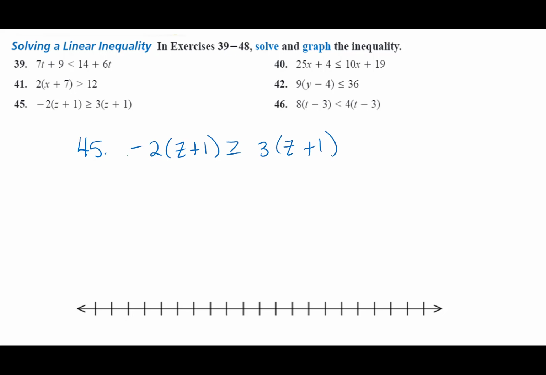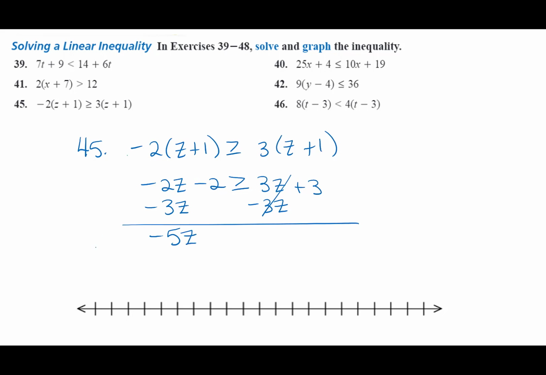Negative 2 times the quantity z plus 1 greater than or equal to 3 times the quantity z plus 1. On both sides of the inequality, you need to work the distributive property. This will be negative 2z minus 2 greater than or equal to 3z plus 3. From here, we'll just move some pieces around. Again, I like to move the variables to the left side, so I am going to subtract the 3z from both sides. That leaves negative 5z minus 2 greater than or equal to positive 3.